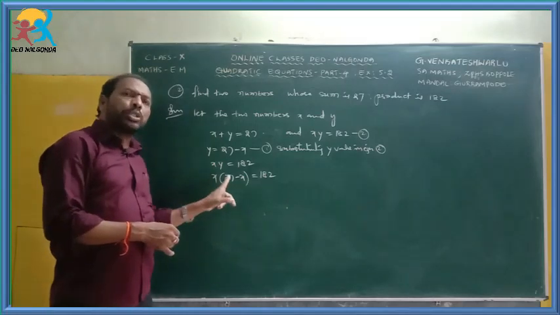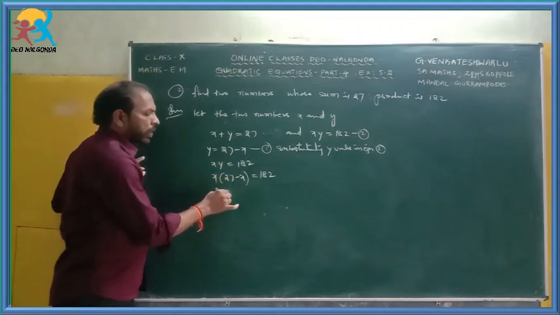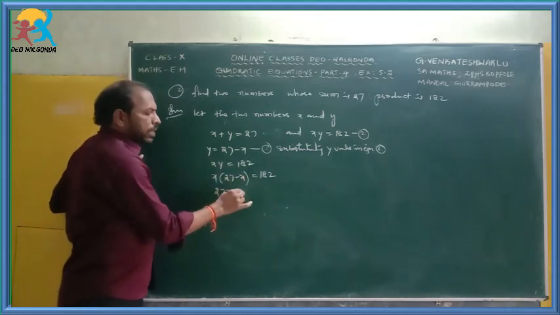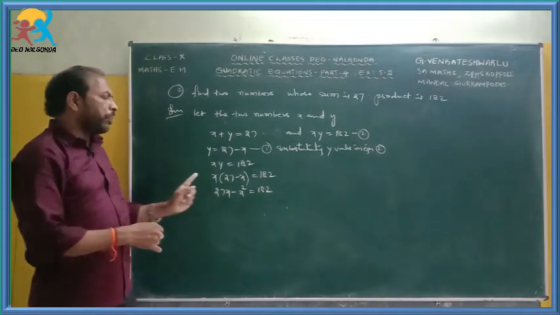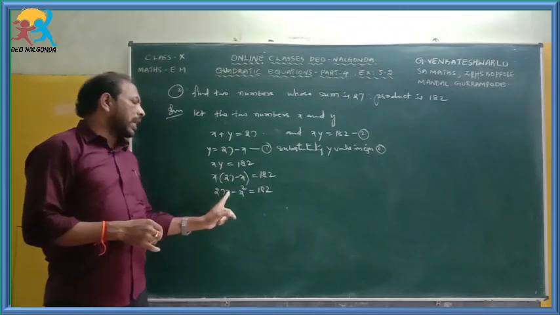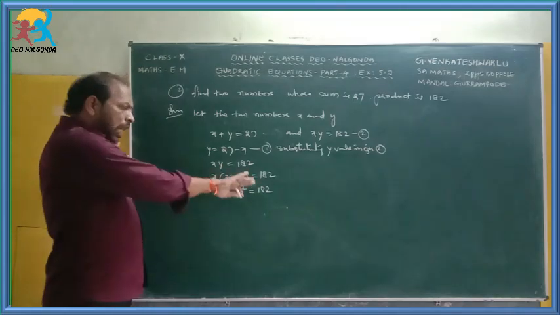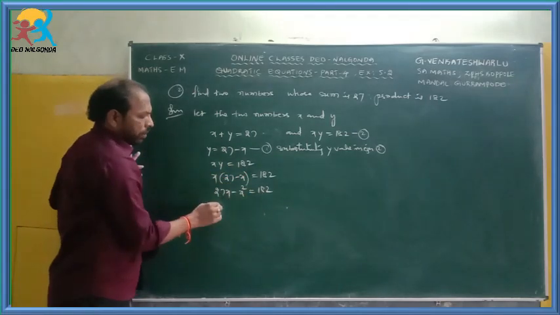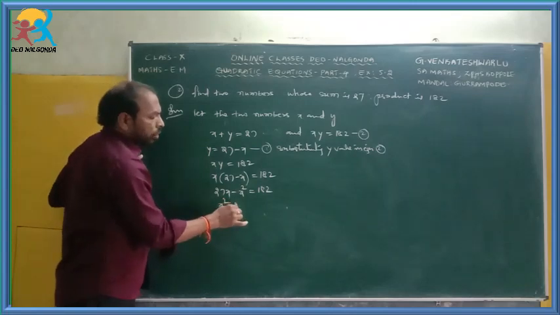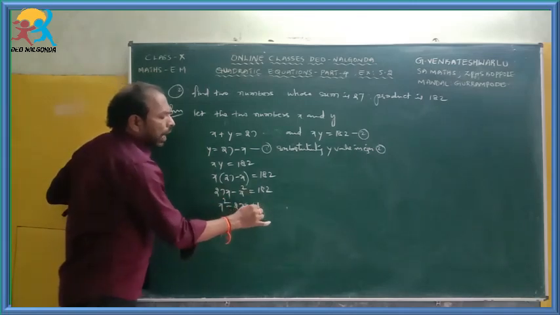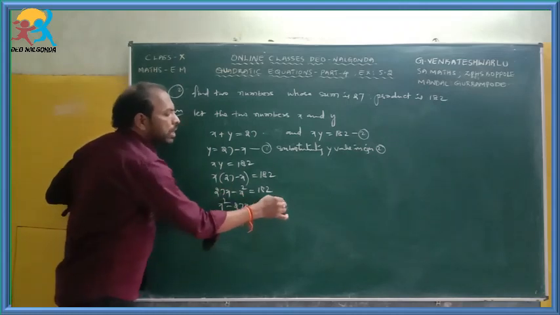According to the left distributive property, here I am multiplying x into 27 minus x into x square is equal to 182. Okay, so x into 27 minus x into x square is equal to 182. The transposition of plus 27x is minus 27x, plus 182 is equal to, left side values, which is equal to 0.